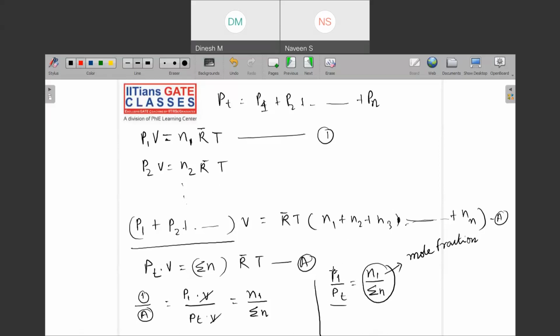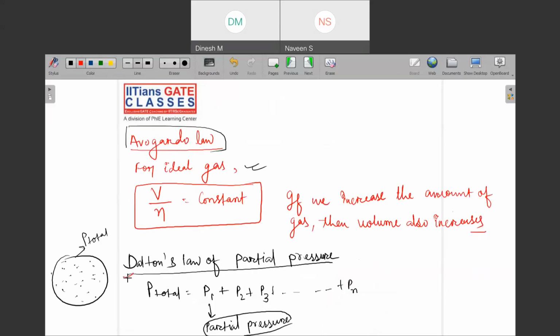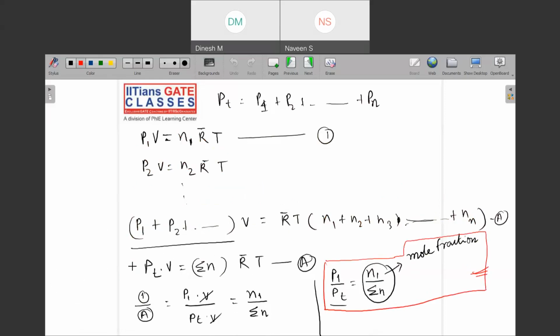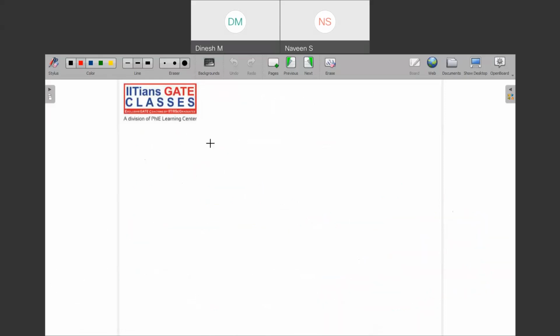Let me mark it important. One thing is Dalton's law of partial pressure. This is also important. So using this equation, we can apply it to various other properties also.